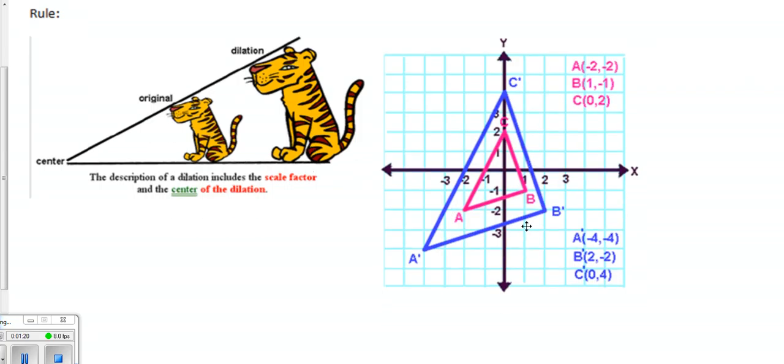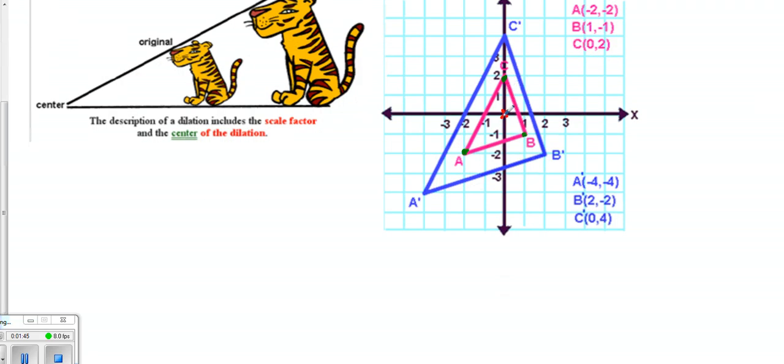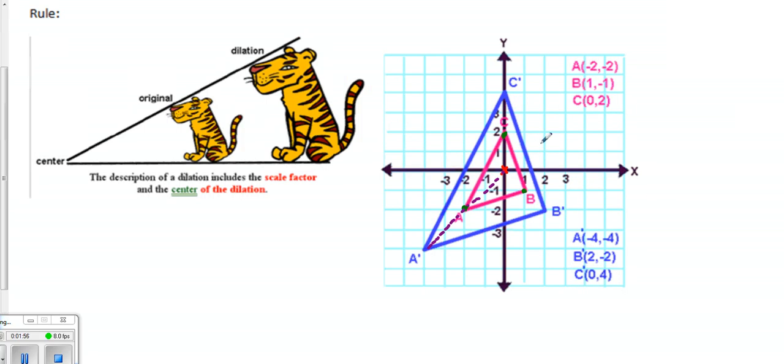So, for example, right here, we can see that we went from these spots, A right here, B right here, and C. And if we're coming from the center at the origin right here, A was -2, -2, B was 1, -1, and C was 0, -2, or sorry, 0, +2. Well, now A prime is -4, -4. You can see, going from the center out to our original spot, it's twice as far now to the next one. So this one got dilated by a scale factor of 2.